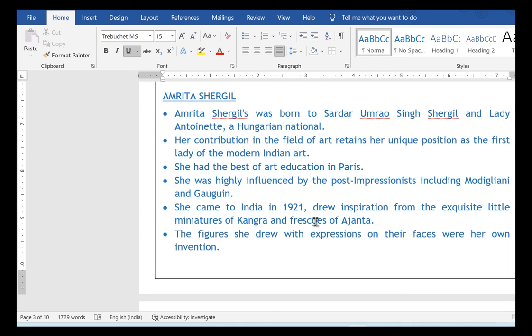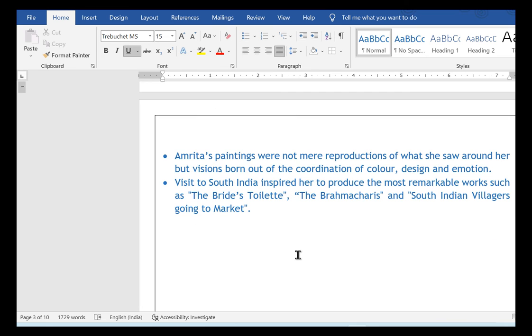She came to India in 1921 and she drew inspiration from the exquisite little miniatures of Kangra and the frescoes of Ajanta. The figures she drew with expressions on their faces were all her own inventions. Amrita's paintings were not just reproductions of what she saw around her, but they were her visions, which were born out of coordination of color, design, and emotion.